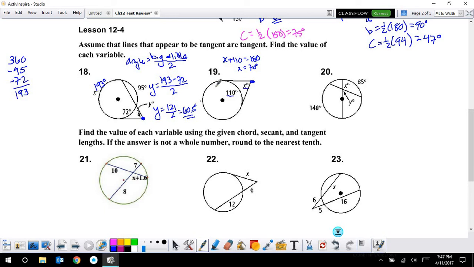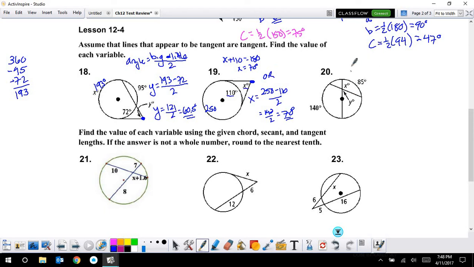You could have also done the big arc minus the little arc divided by 2. So you subtract the 110 from 360 to get 250 here. And if you do angle is x, big arc is 250, minus 110 over 2, you get 140 divided by 2, which gets you back to the 70 degrees. Okay. So either way works.